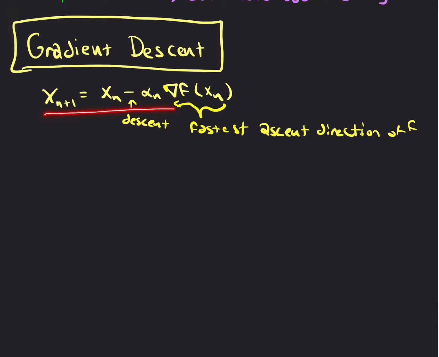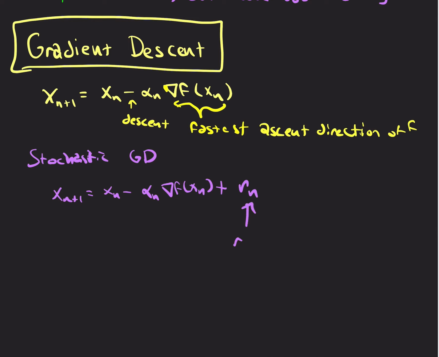So gradient descent in its vanilla form is just the following. You give an initial guess x0, and then you update your guesses according to the following rule. You have some step length alpha. You go in the negative direction of the gradient. Why? Because the gradient is the fastest ascent direction of f, and so you want the negative sign to descend. And that's all there is to it, really. Stochastic gradient descent is x_{n+1} equals x_n minus alpha_n gradient of f of x_n, plus a random term here.